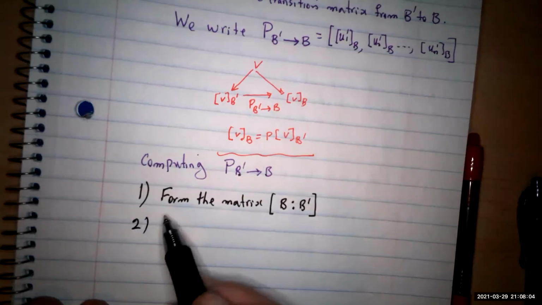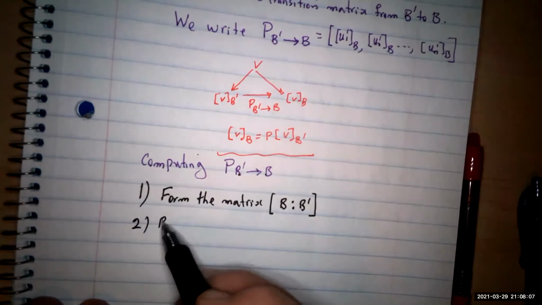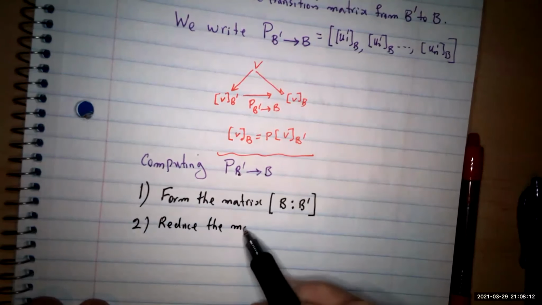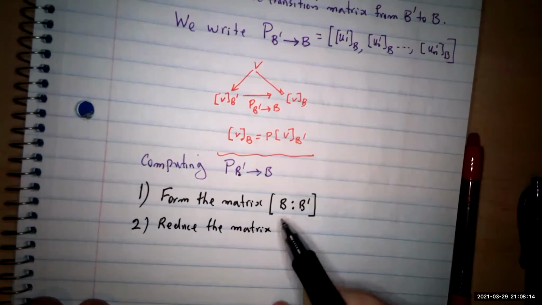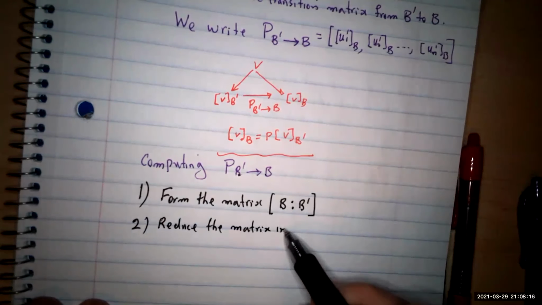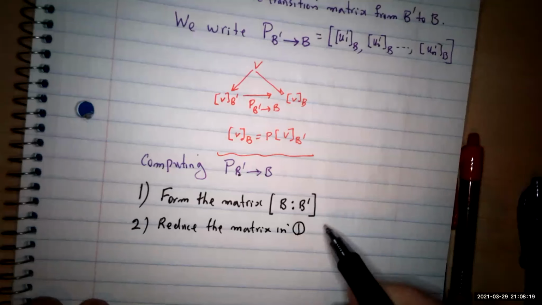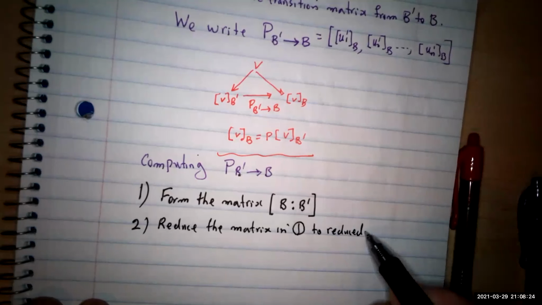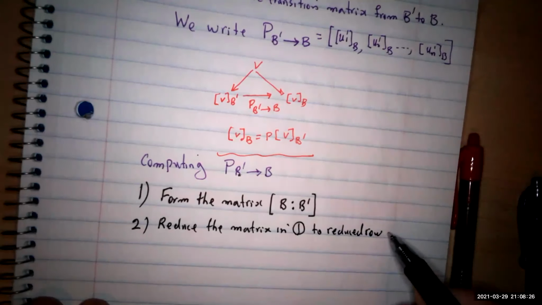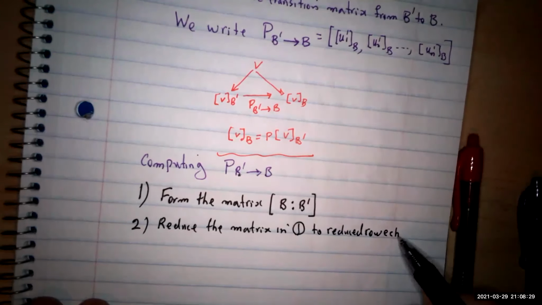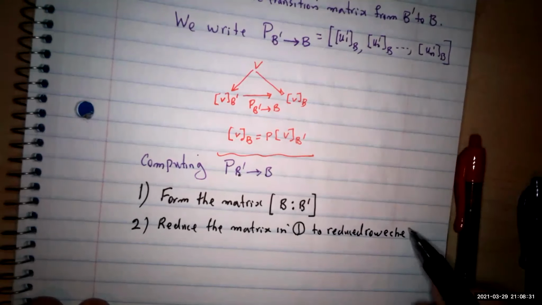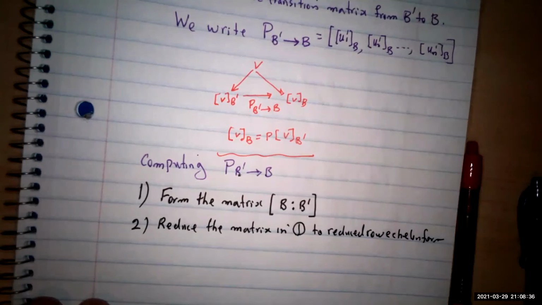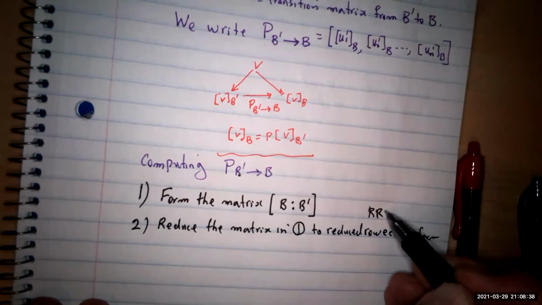Number two: reduce the matrix. In part two, reduced row echelon form. Okay, you know that it's going to be reduced row echelon form.